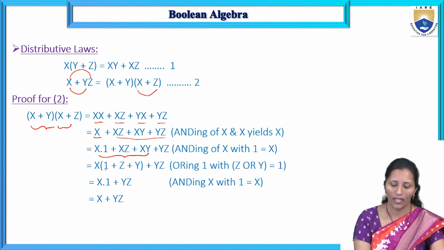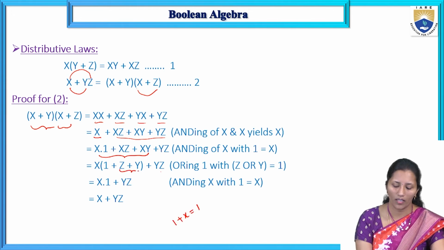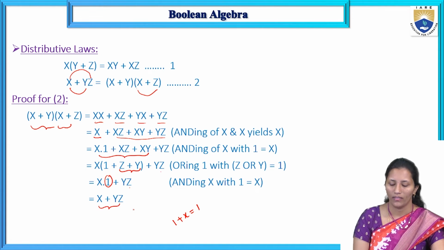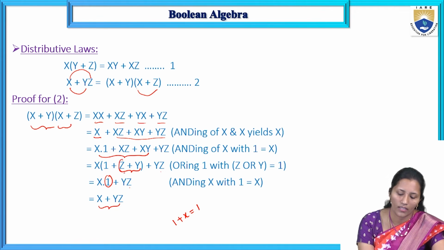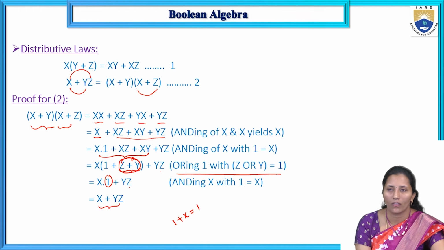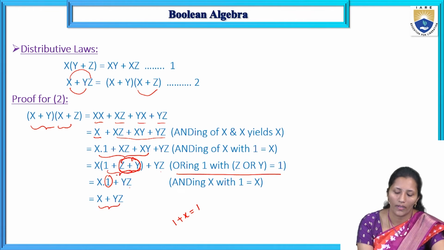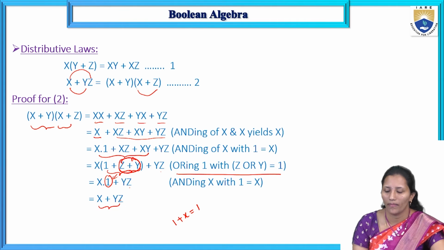So take out x, we can write x into 1 plus z plus y plus yz. So here 1 plus anything is equal to 1. So 1 plus this term will become 1. So x dot 1 plus yz, we can write that as x plus yz. ORing 1 with any value will become 1. So we take this term as 1. 1 plus a is equal to 1 only. So ORing 1 with z or y is equal to 1. So write down this total value as 1 and this will become x plus yz.